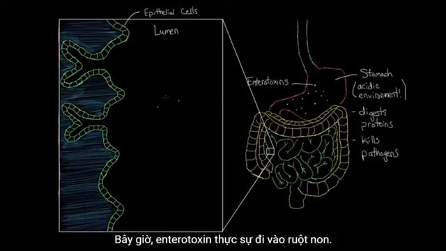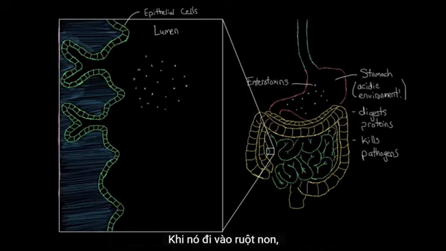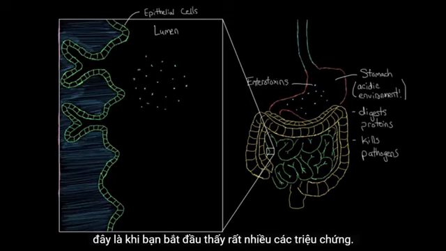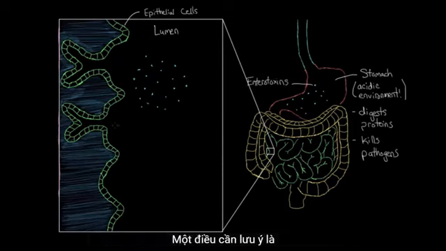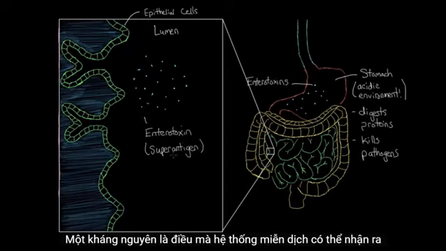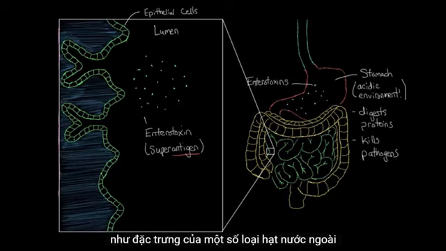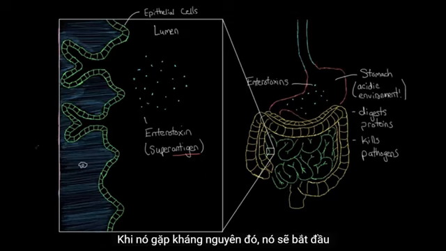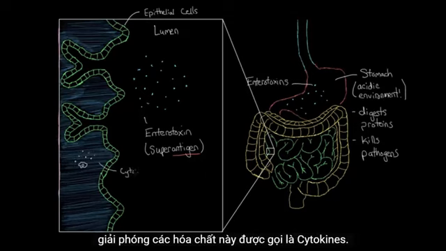Now the enterotoxin actually enters the small intestine. And when it enters the small intestine, this is when you start to see a lot of the symptoms. The one thing to keep in mind is that this enterotoxin is also referred to as a superantigen. An antigen is something that the immune system may recognize as characteristic of some kind of foreign particle or foreign pathogen. Maybe you have a T cell over here. When it encounters that antigen, it will start to release these chemicals called cytokines.